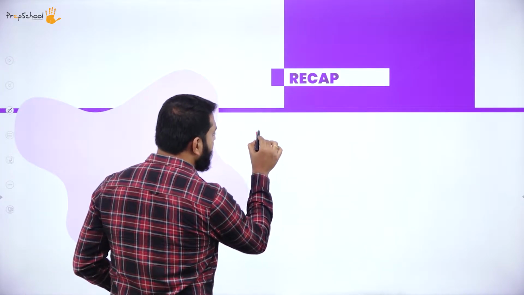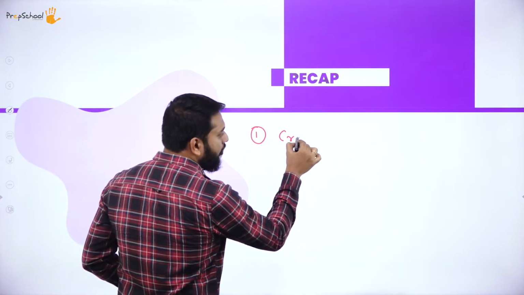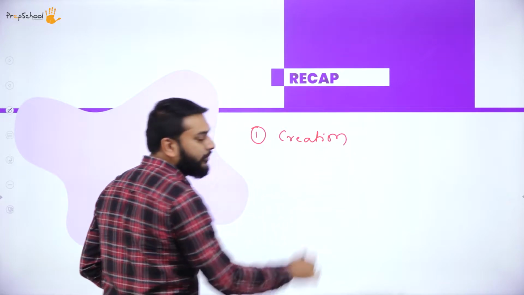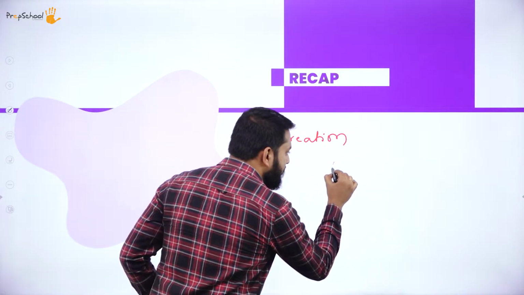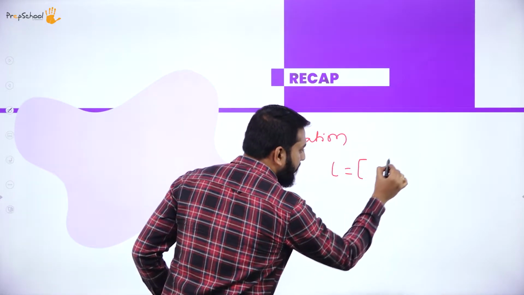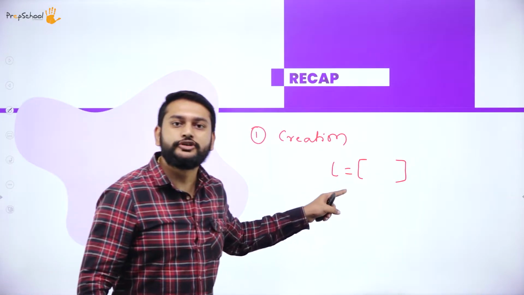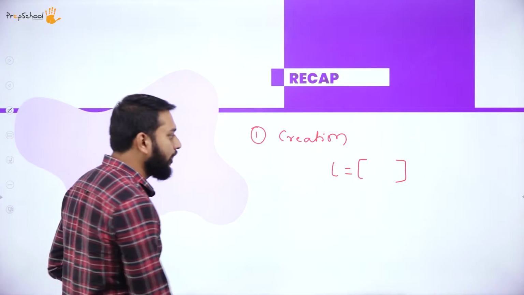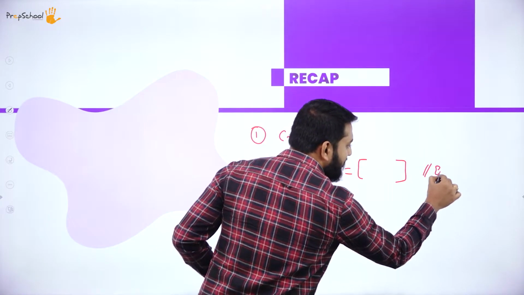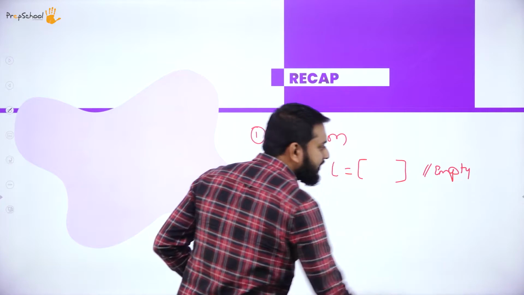So what is the first thing that you should remember? The creation of the list. First you will write the name of the list, and you should remember the square brackets. If you want to create the list, you should remember the square brackets. Point number 1. This is what I will call an empty list.